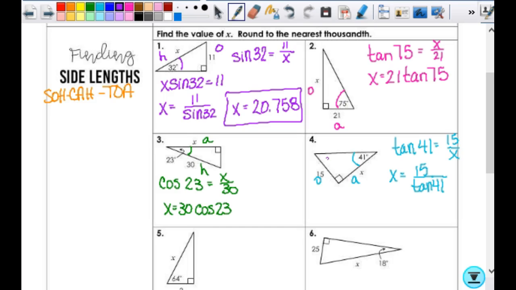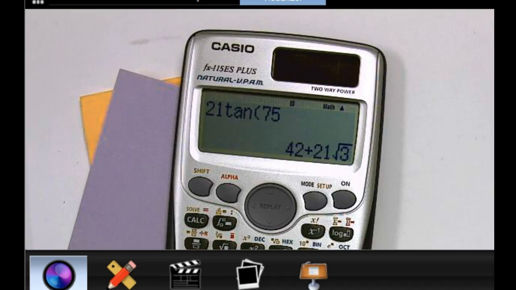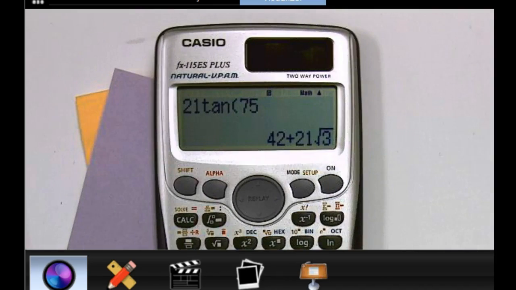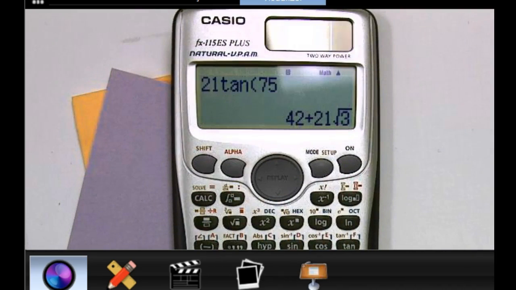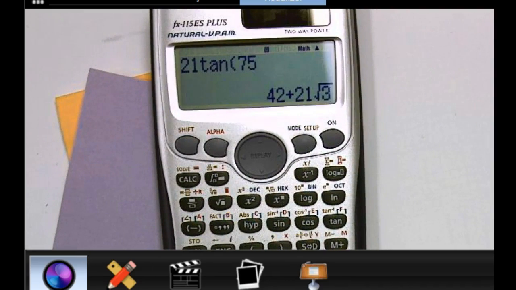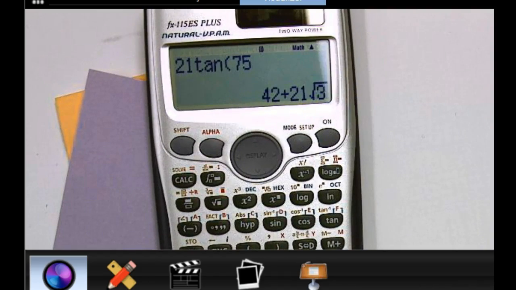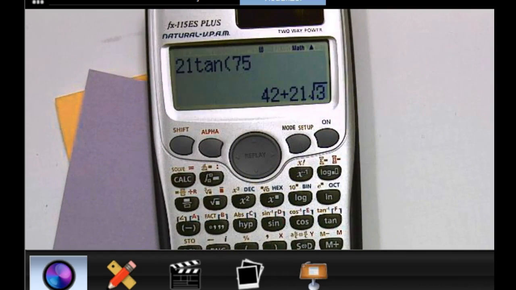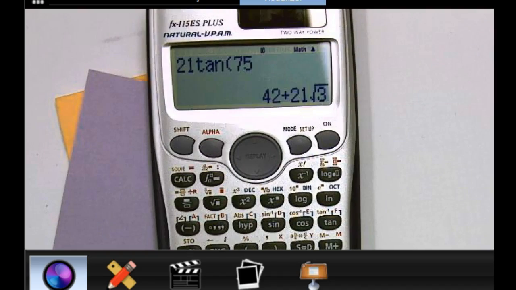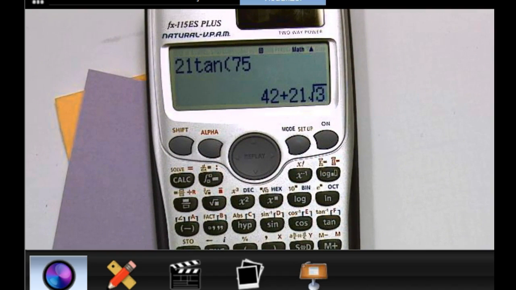Okay. All right. So I want you to go back to number 2. Let's type that one in. 21 times the tangent of 75. And then what happens there? Gives you an exact answer. Before you typed it in, did you expect that you would even possibly get an exact answer there? Probably not, right? Because our exact answers for these things have been coming from 30, 45, 60, right?